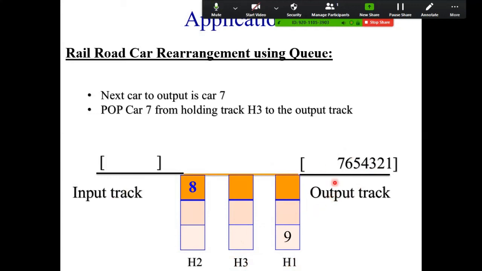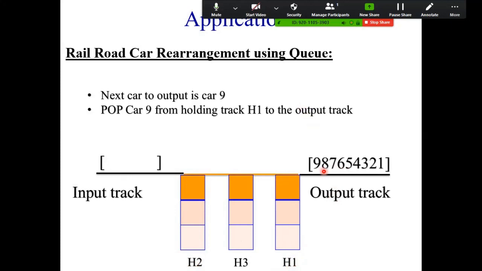Next car to be output is what? Car number 8. Where is my car number 8? Car number 8 is sitting in what? Holding track H2. So what do we do? First I do the pop operation. Then I insert it into the output track. Next car to be output is what? Car number 9. It is sitting in what? Holding track H1. So I take this car number 9. I do the pop operation. Then I place it in the output track.